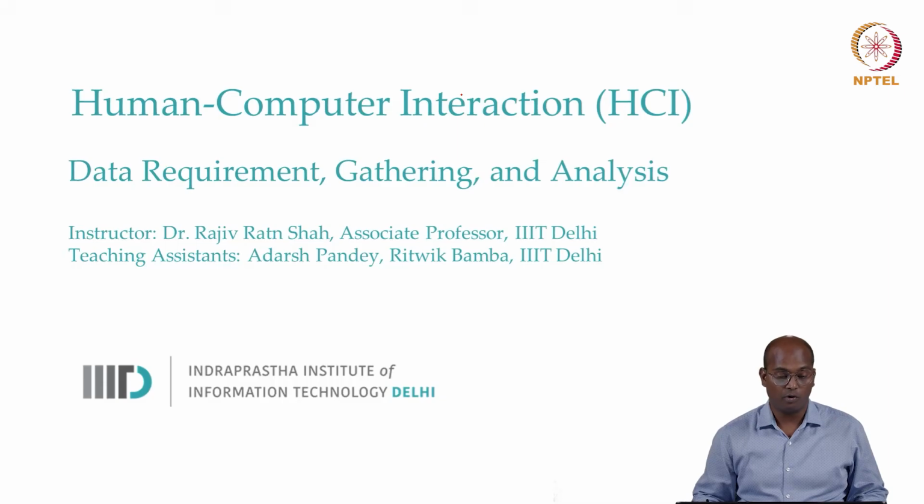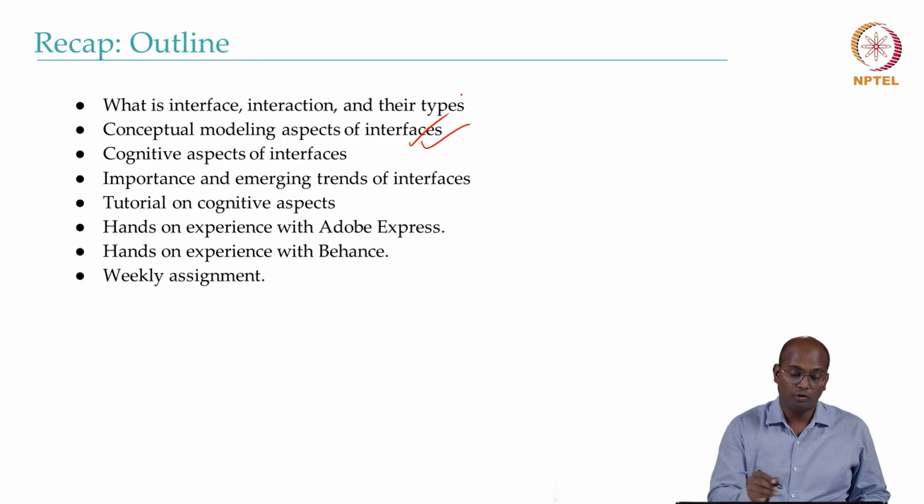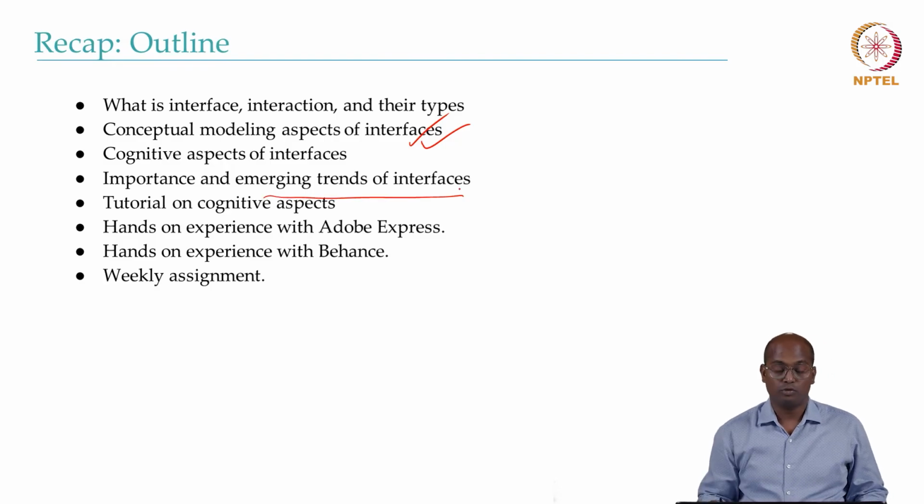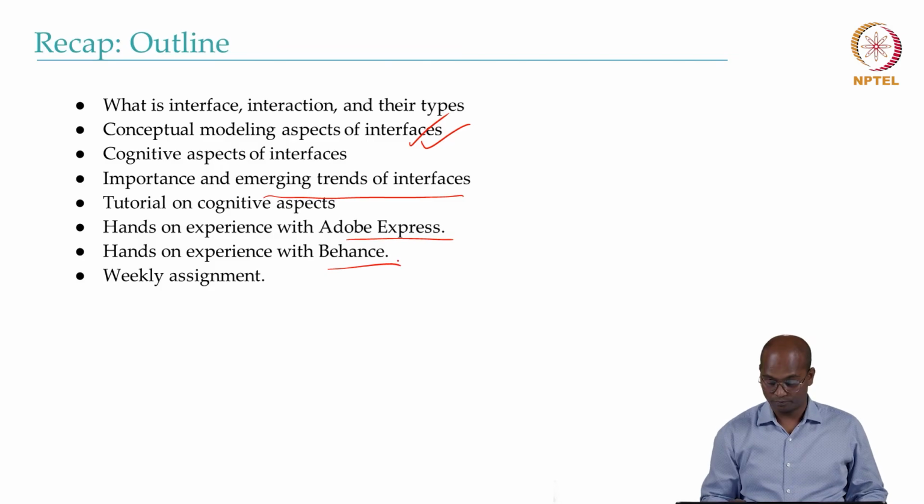So let's get started. This week we will be talking about data requirement, gathering and analysis. Before that, in the previous lectures we have talked about interface, interaction and their types. We have also discussed about conceptual modeling aspect of the interfaces and cognitive aspects of interfaces. We have also discussed the importance and emerging trends of interfaces. We also discussed about tutorials on cognitive aspects and we had hands-on experience with Adobe Express and Behance.